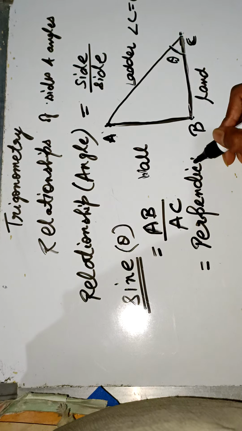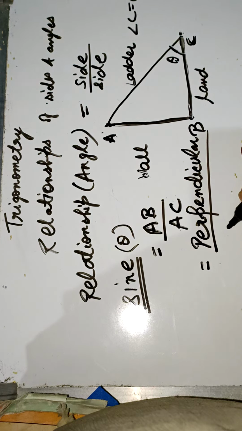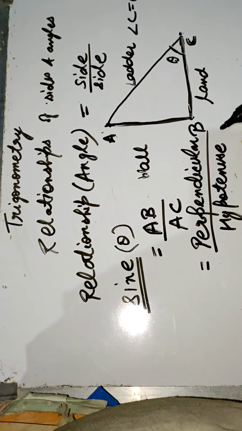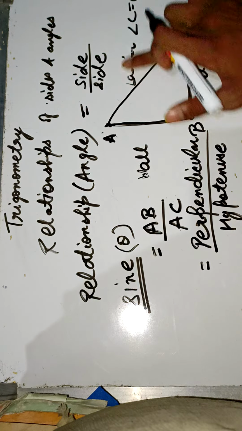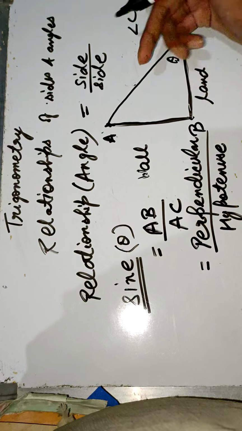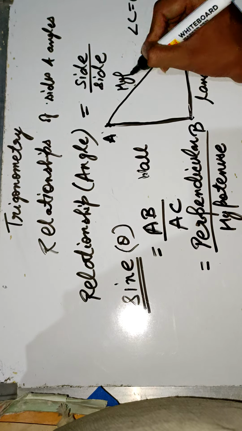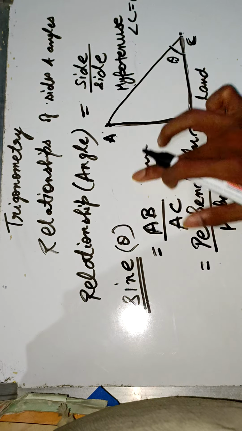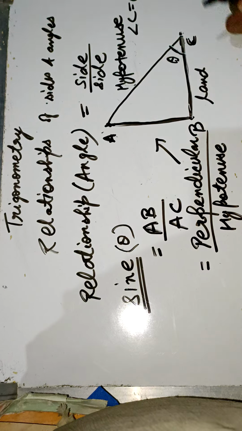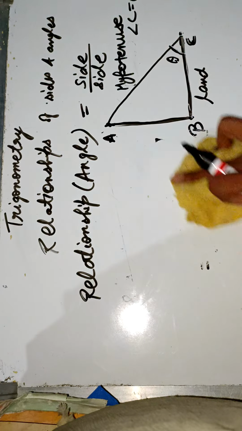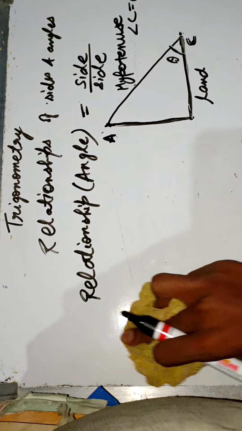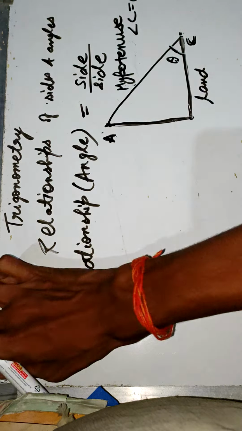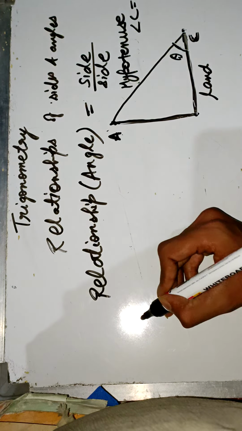Also called perpendicular upon hypotenuse. So basically this ladder becomes the hypotenuse, and this wall is basically what? The perpendicular. Like this, there are several other functions and things that we are going to see in this lecture. But talking about other things, we have cosine.